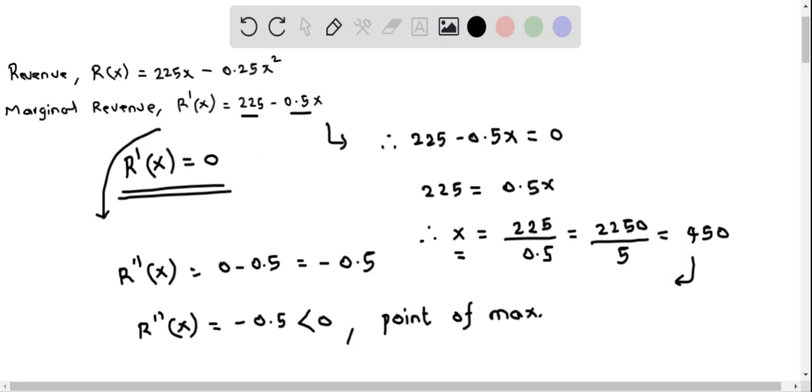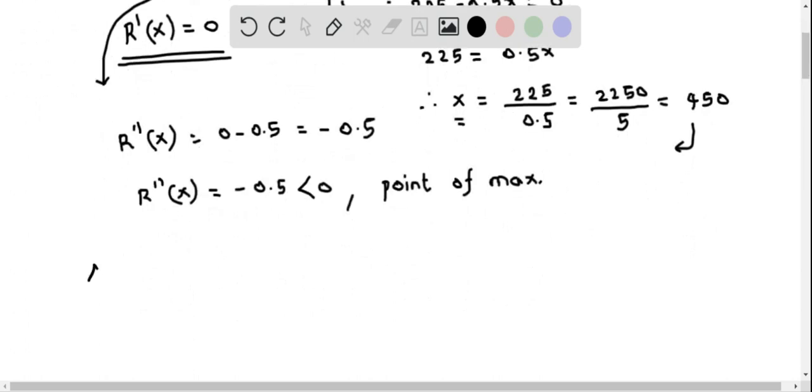So we see that at x equals 450 tons of ore, the revenue is maximum.